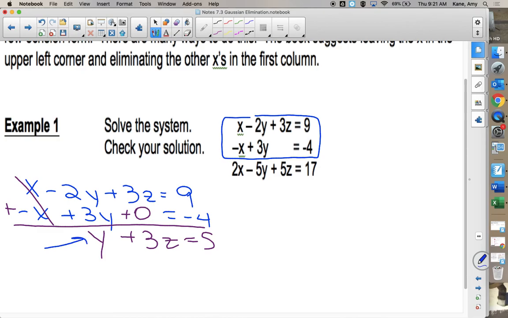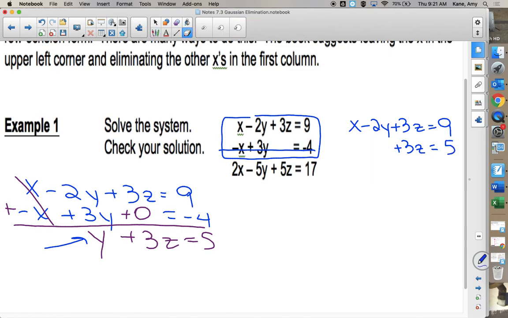We eliminated a variable, but we didn't eliminate two. But at least we have one less than what we started with. So looking at the first equation with what we started with, we have x minus 2y plus 3z equals 9. I'm not going to write this second equation, but instead I'm going to use its result by combining those two together and writing the y plus 3z equals 5 underneath it. So it's a resulting equation. It's what we found by taking two and combining them together.